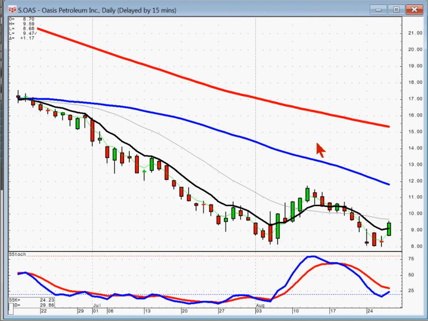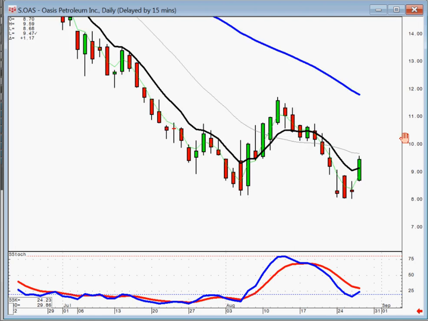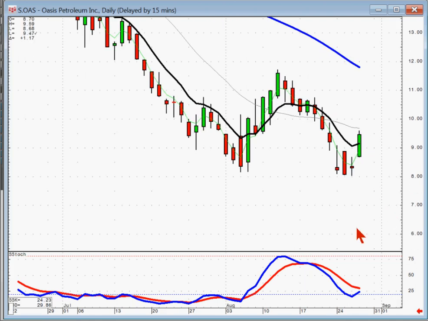OAS, another best friend signal. And this is what we call convergence analysis. Look where this signal is occurring. Stochastics down here in the oversold area. Your best friend Dogee gap up through the T line. And where did it occur? At the same place it bottomed out before. Notice what happened on this bottom over here.